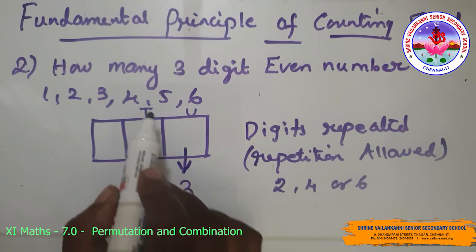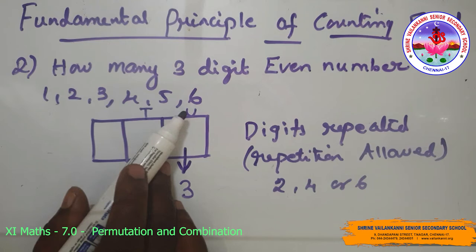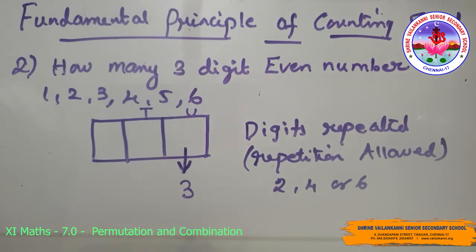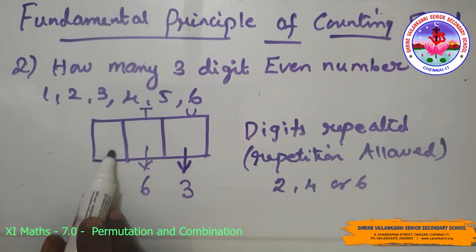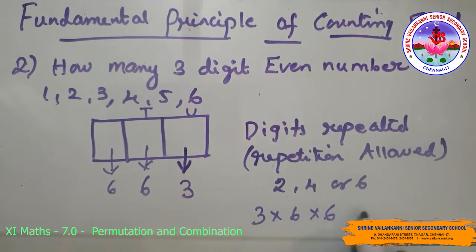And the tens place can be filled by the other digits, 1, 2, 3, 4, 5, 6. There are 6 digits, so the tens place can be filled in 6 ways. And the hundreds place can be filled in 6 ways. Here repetition is allowed. The number can be repeated again and again. So by the fundamental principle of counting, 3 into 6 into 6, which is 108. There are 108 possibilities of forming the 3-digit even numbers.